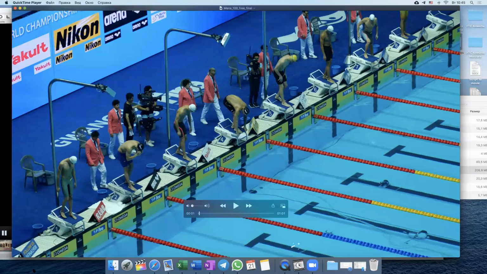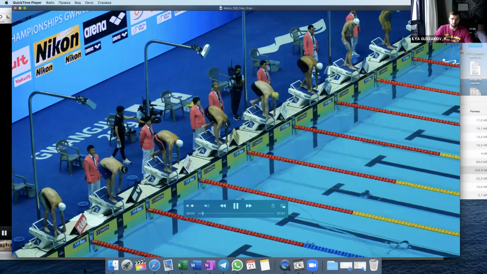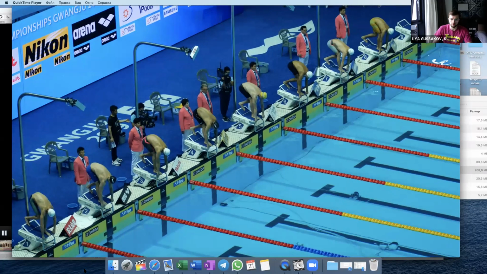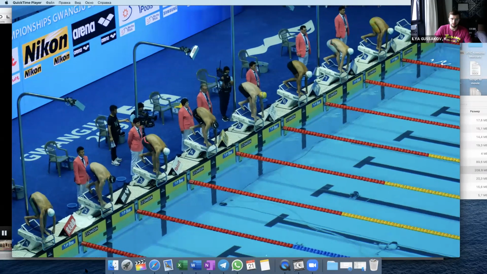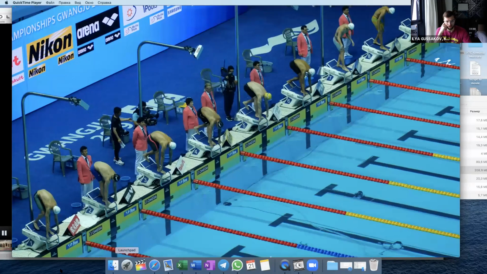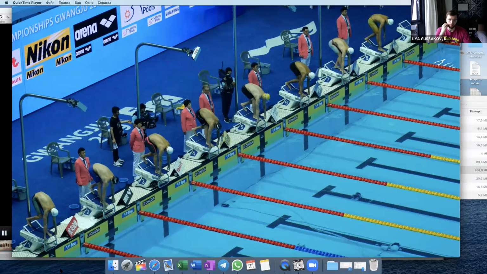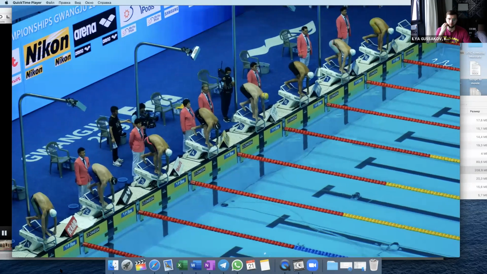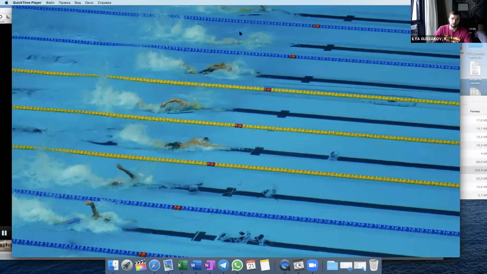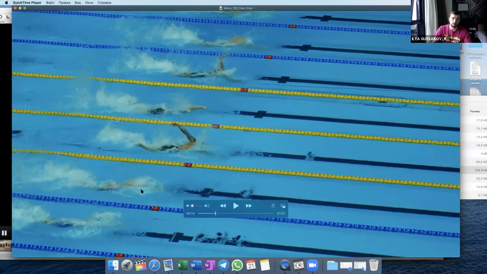I'll do it. So this is lane 4, Caeleb Dressel. He's from the United States. I think everyone knows him, and he has the best start today, mostly underwater. This is the 100 freestyle, and we see that when he reaches the first 15-meter mark, he is always half a body length ahead of everyone. This applies to all swimmers at top level, but he is always winning the first 15 meters by half a body length.